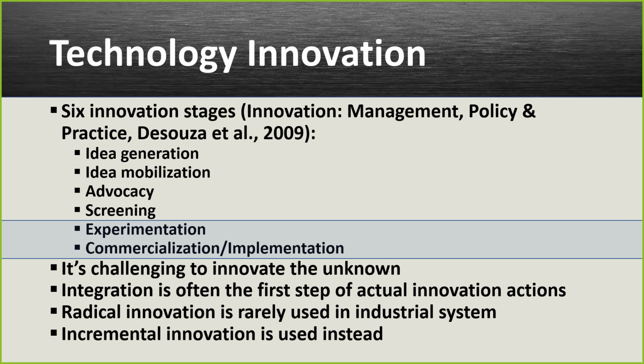Integration is often the first step of actual innovation actions. In other words, we don't go in and just replace, we innovate. Radical innovation is rarely the thing that we use in industrial systems because it's already there, right? There's a process that's there that's working, and we don't go in with a forklift and just rip out all of the industrial automation they have and replace it with modern IoT solutions. More often than not, there's integration over time, so that we can get the benefits or advantages of IoT technologies.